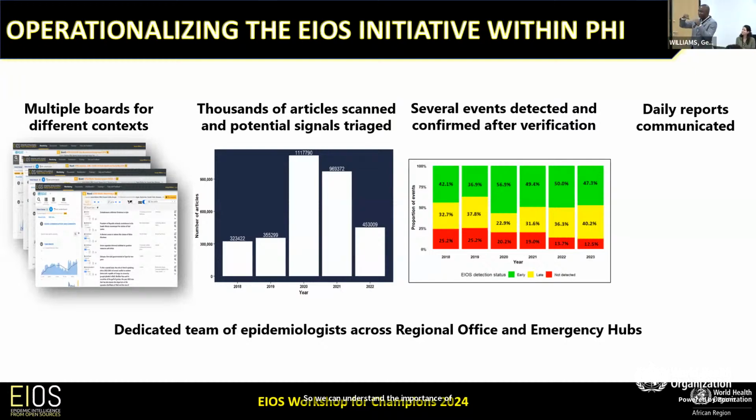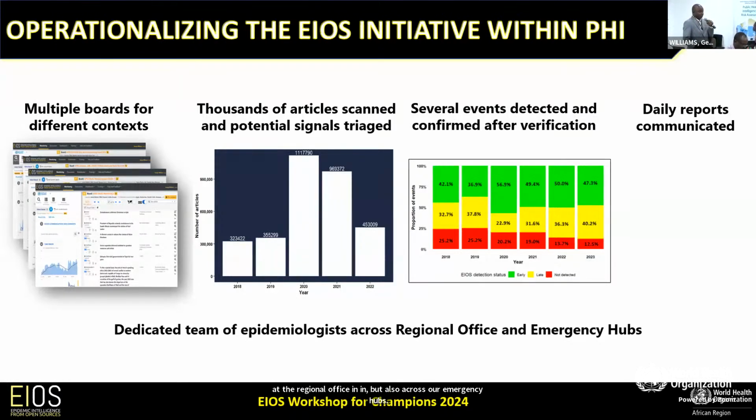We also communicate about these events. We share daily reports about signals detected in the African region. And once an event is confirmed, we share these reports. And for this, we rely on a dedicated team of epidemiologists. They are at the regional office in Brazzaville, but also across our emergency hubs.